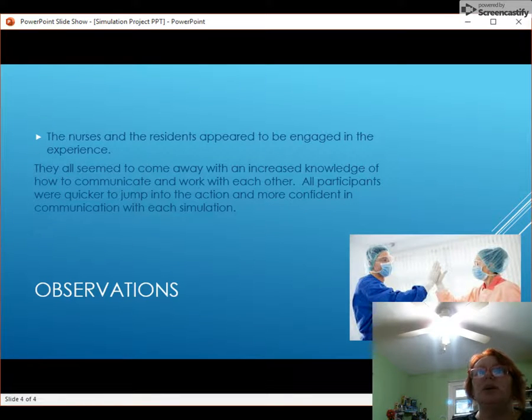This simulation was fairly realistic and engaging. The nurses and the residents both seemed to gain confidence as they progressed through the different scenarios. They seemed more willing to jump in and start treating the patient and more willing to offer their opinions and recommendations as they progressed through each scenario.